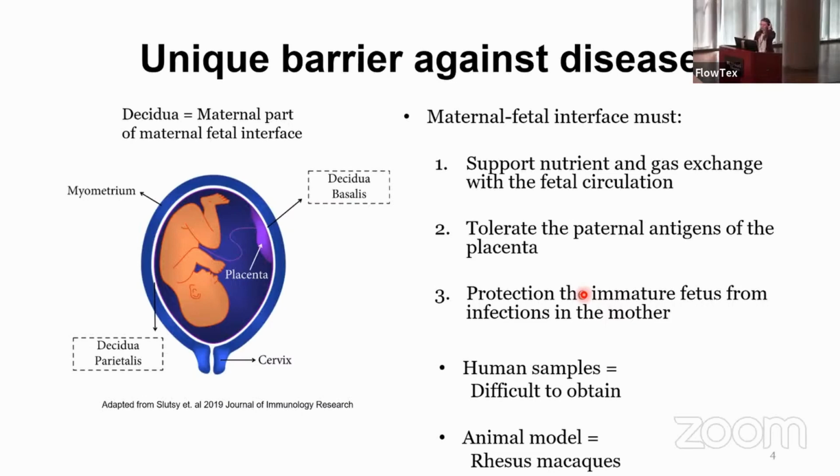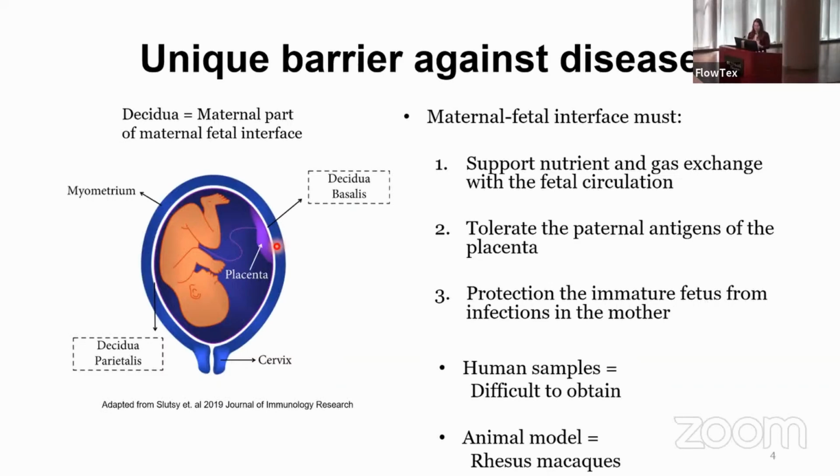But as many of us who study immunology know, the circulation rarely reflects the state of the tissue. And I would argue that the maternal-fetal interface is very much the case, even more so than other tissues, because we need support for fetal growth to tolerate any of the paternal antigens in the placenta. And from any infections in the mother, there needs to be protection here to prevent the fetus from getting infected. In humans, this is quite hard to sample because, as I mentioned, CMV is not screened for. So getting samples from humans to study this is quite hard.